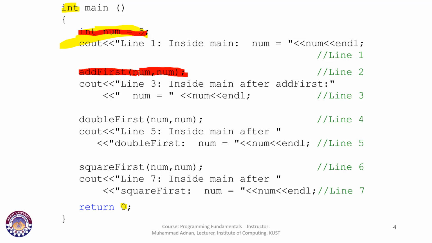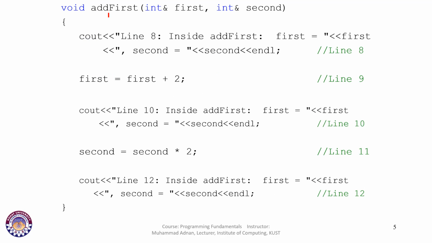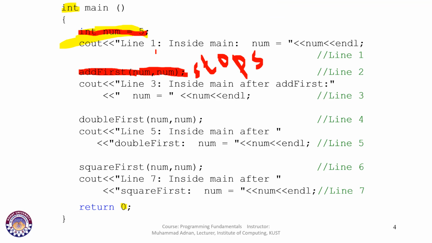So when we call this add function, the execution stops here, and we jump to the addFirst function. Remember, we got the address of num in the first variable, and num was the second variable. So this means that the same address is also passed in this second variable. So first will have the same address and the second will also have the same address. Inside this addFirst function, we display the value of first and second. So both of them will display a value of 5.